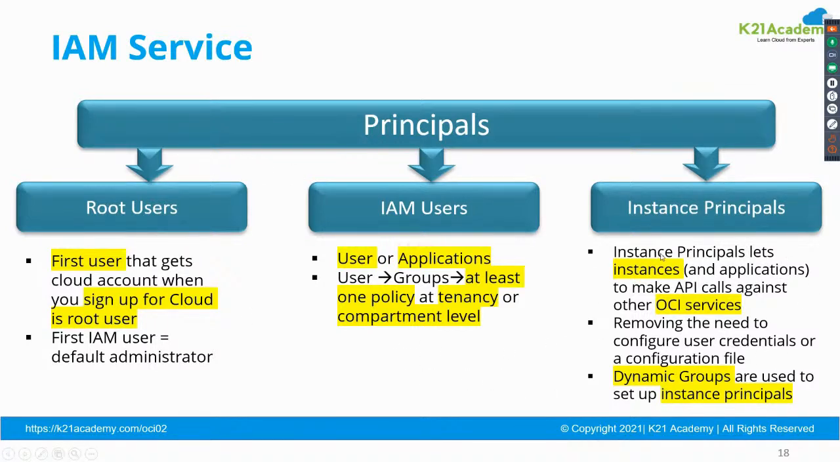But the important thing here is it avoids storing the password file or storing the credentials on the compute instance. So you don't have to provide any password file or anything, which is a security breach and is not a good practice. That is where your instance principal helps you: without storing that, you can authenticate using the API call.